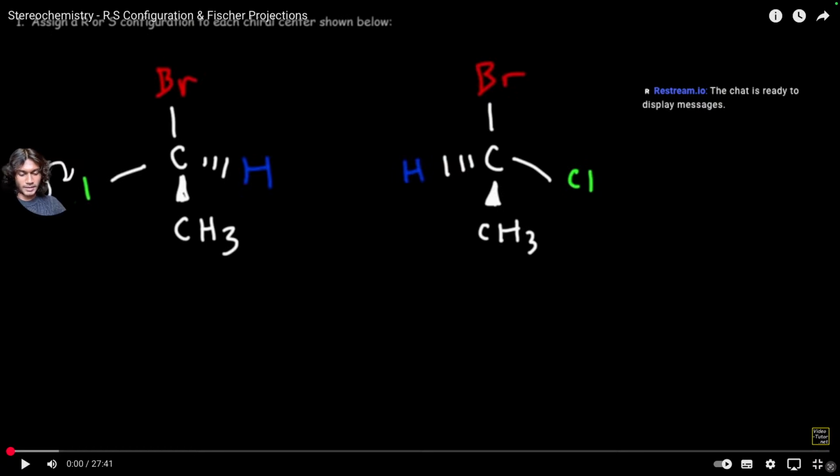Let's just erase the mass spectrometry and let's just write about RS configuration. Stereochemistry. RS configuration and Fischer projection. Yeah, those are both I need.